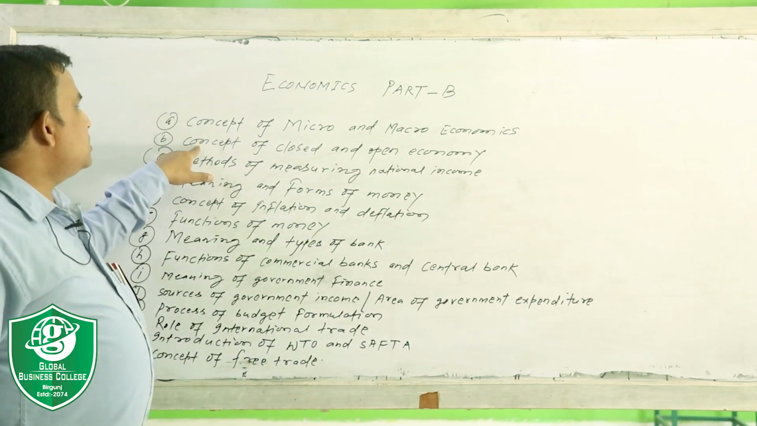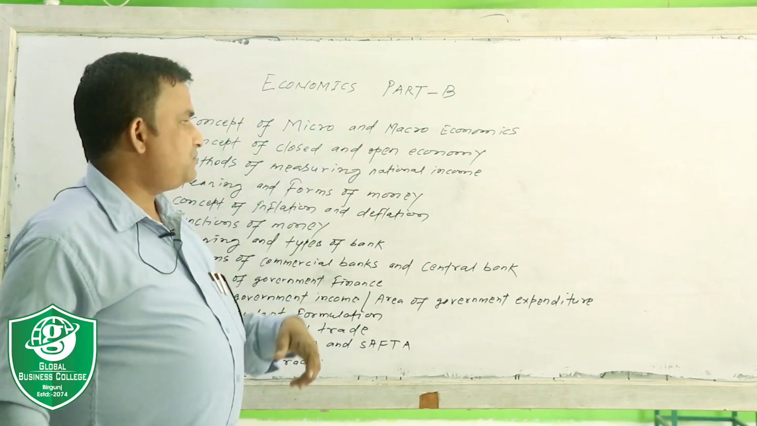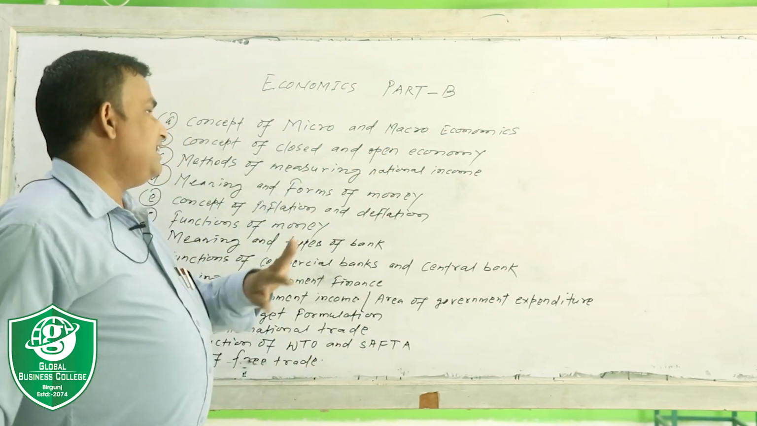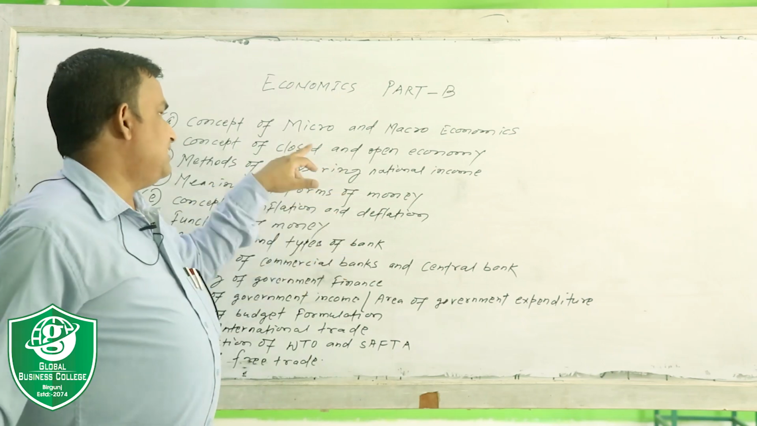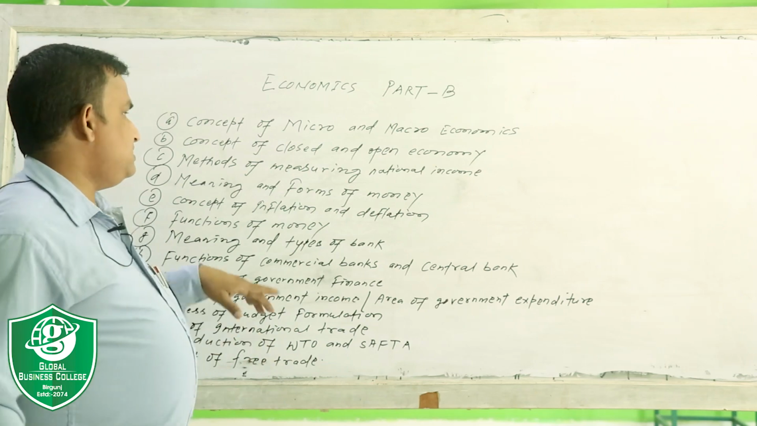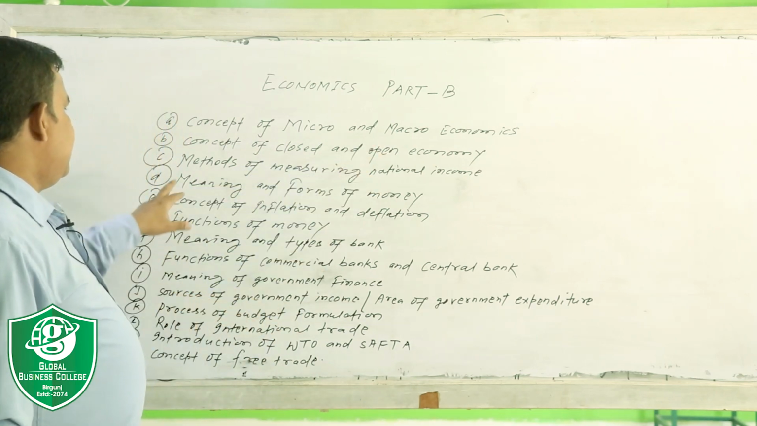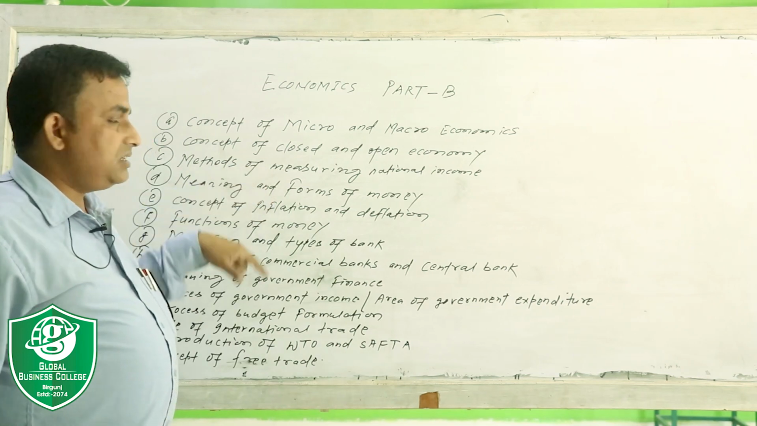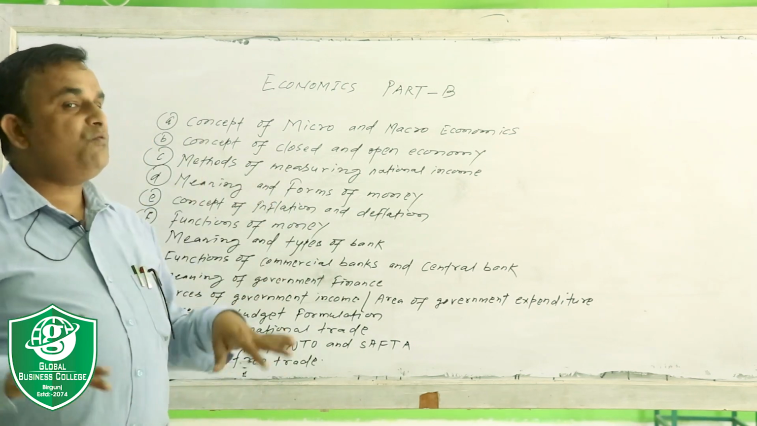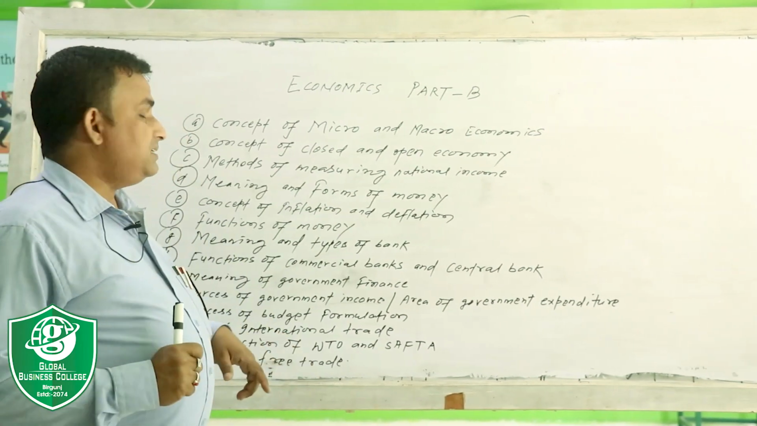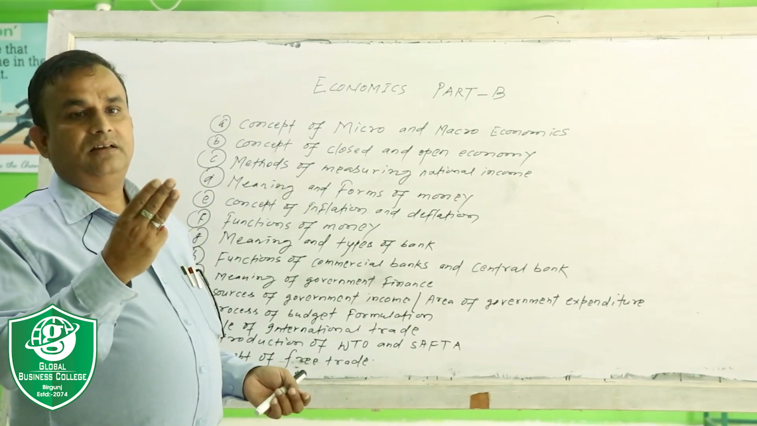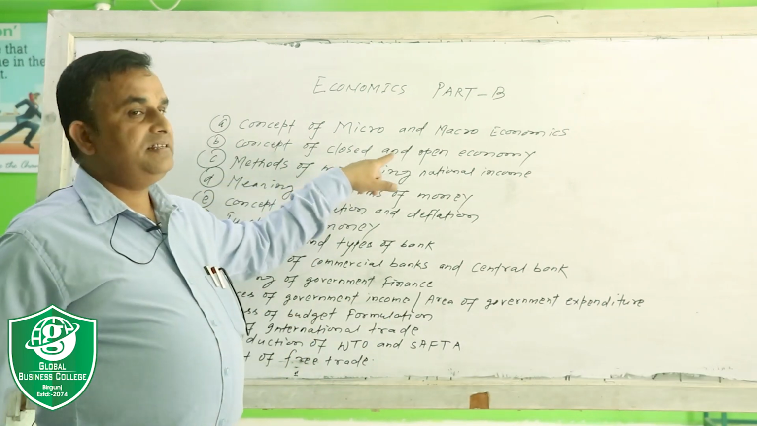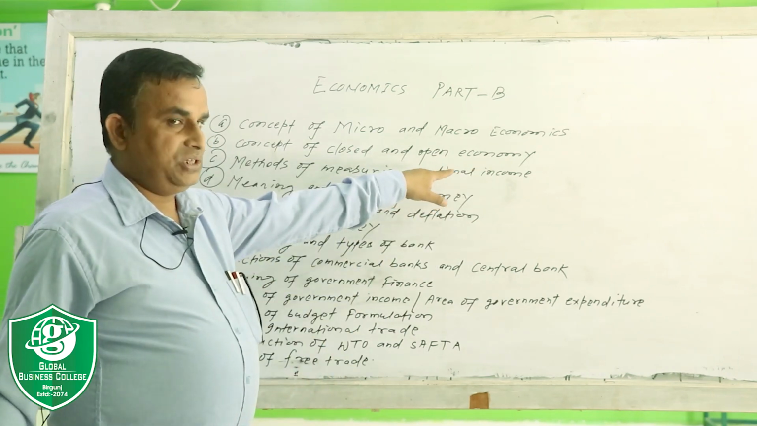Then, the concept of closed economy and the concept of open economy. What is a closed economy? What is an open economy? I do not need to introduce you to this because it has already been taught in your class by me. Then, methods of measuring national income. This question belongs to the measurement of national income. How can we measure national income? There are three methods: output method, production method, and income method. So for the methods of measuring national income, you all students have to focus on studying this topic.